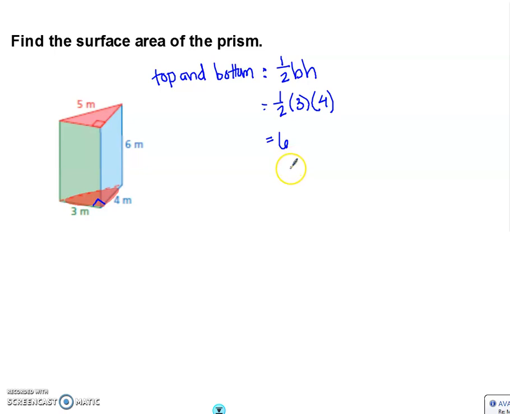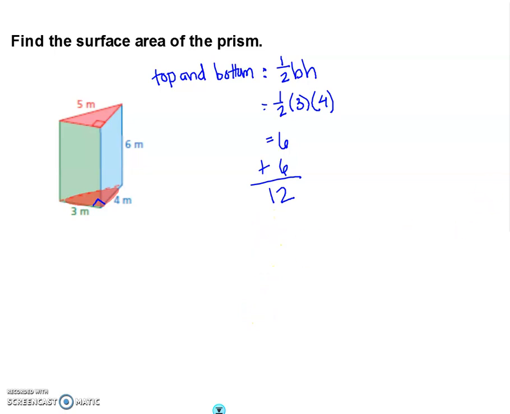But there are two of them, right? There's the top and the bottom, so we need to account for that. The top is 6 and the bottom is 6. So altogether, the red is 12. Top and bottom are both 6. So some of you are saying, well, could we just not divide by half and leave it 12? Absolutely. You definitely can do that. So the top and bottom altogether is 12.